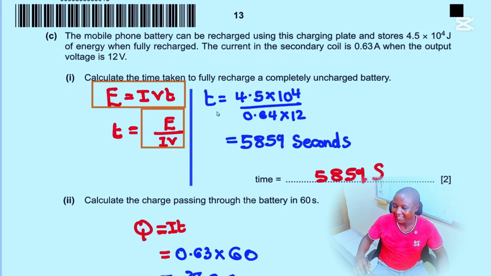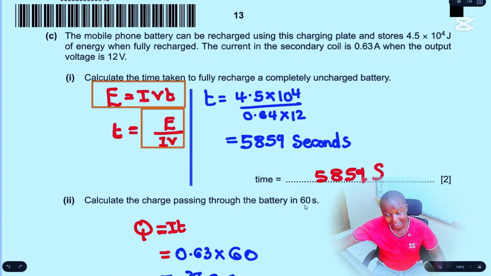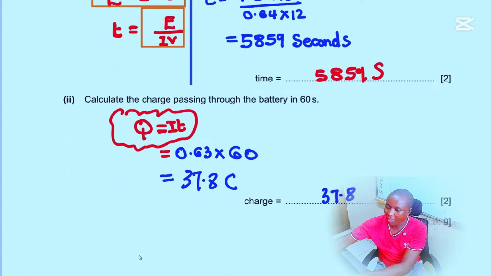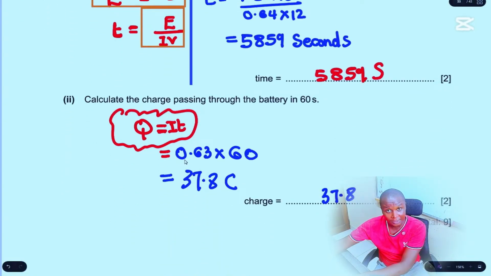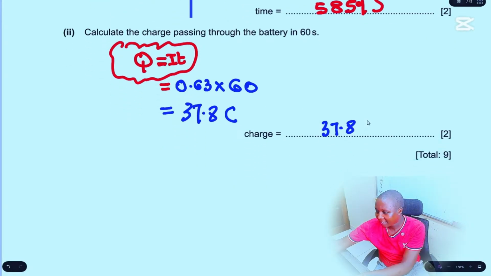Let's move on. Working this out, we're going to get 59 seconds. We are supposed to calculate the charge passing through the battery in 60 seconds. We know that charge is given by current times time. Our current was 0.63, and the time is 60 seconds. So if we work it out, you're going to get 37.8.